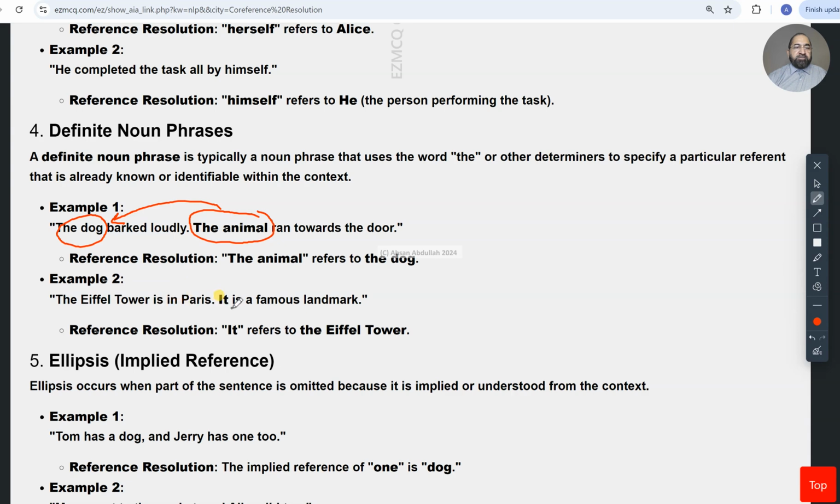The Eiffel Tower in Paris. It is a famous landmark. If you get a chance, go to Paris and do visit the Eiffel Tower. Nice place to be. I've been there. So it is referring to the Eiffel Tower. All right, then there are the implied references.